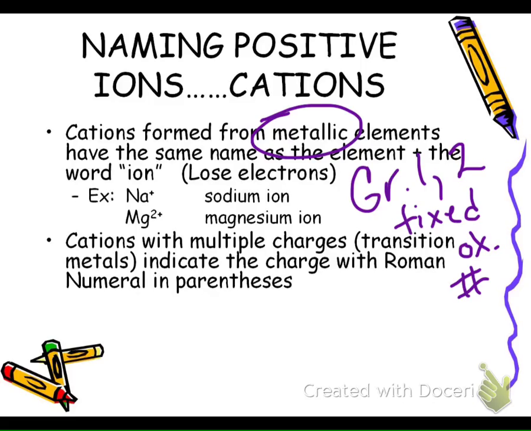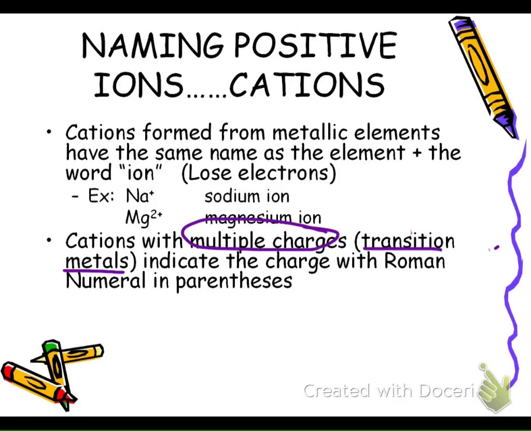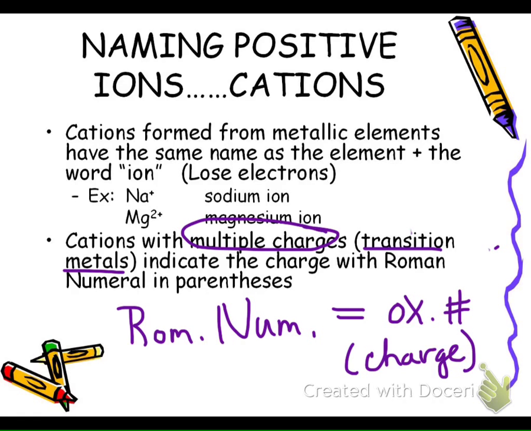If you recall, we said that the transition metals could form multiple charges. So we have to have a system where we let people know which of the oxidation numbers we want to use. Roman numerals will be used to indicate the oxidation number. It simply equals the charge of the ion in question.